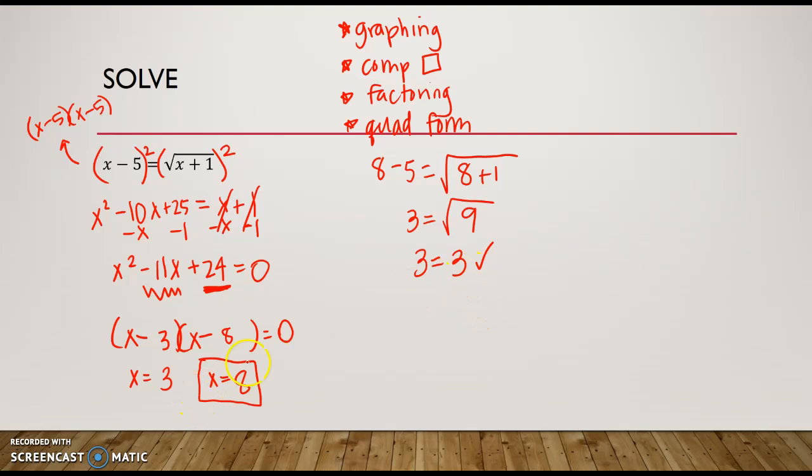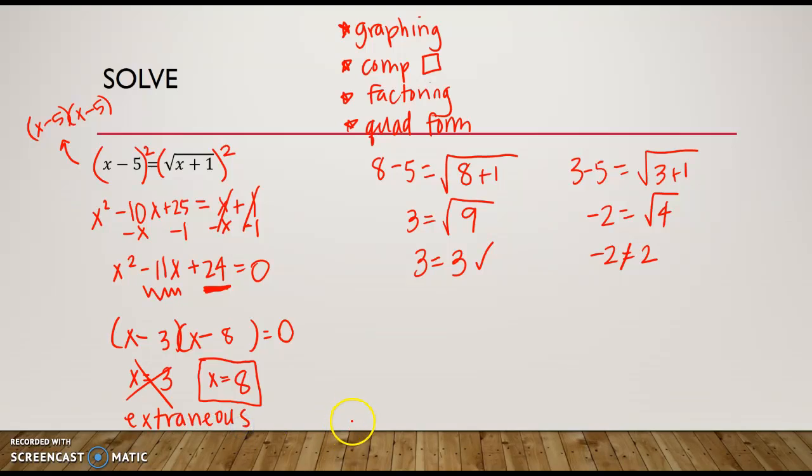Okay, and then we'll do the same thing for 3. 3 minus 5 equals the square root of 3 plus 1. 3 minus 5 is negative 2. 3 plus 1 is 4. The square root of 4 is 2. And negative 2 is not the same as 2. They do not equal, so that means that 3 is not a solution. It is actually extraneous.